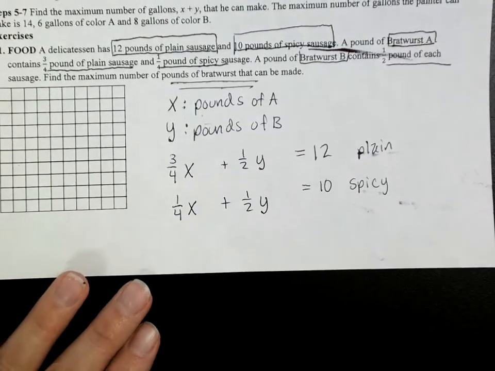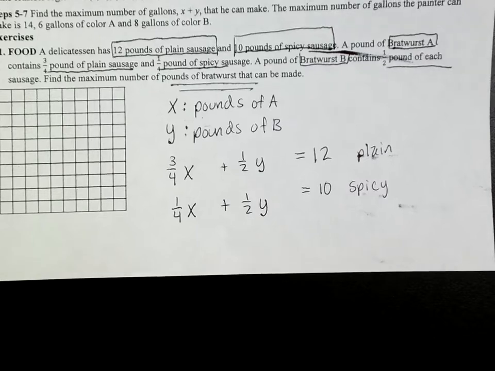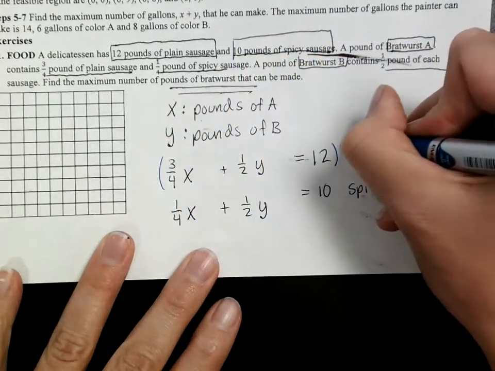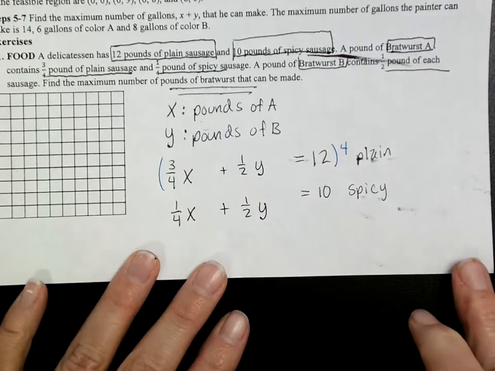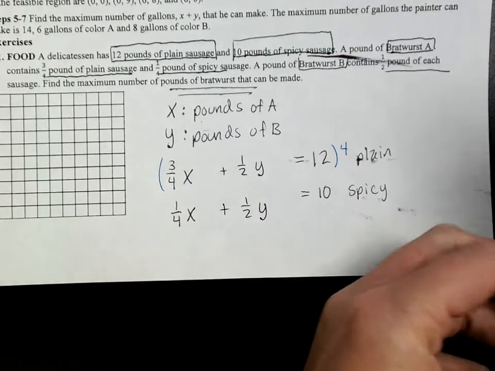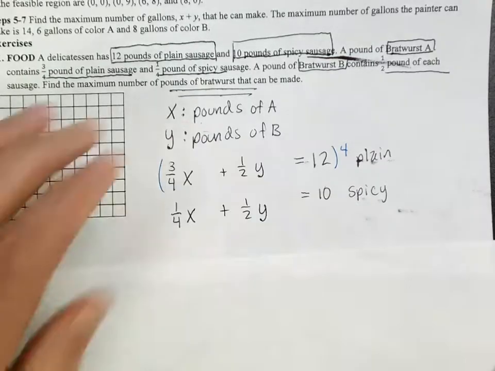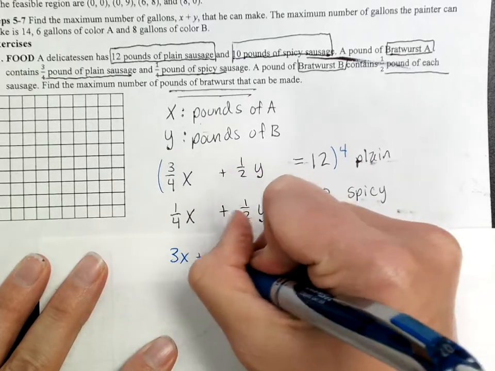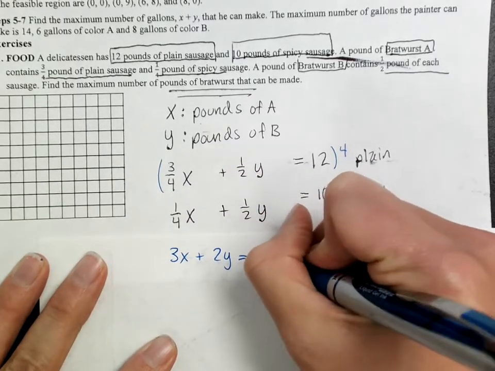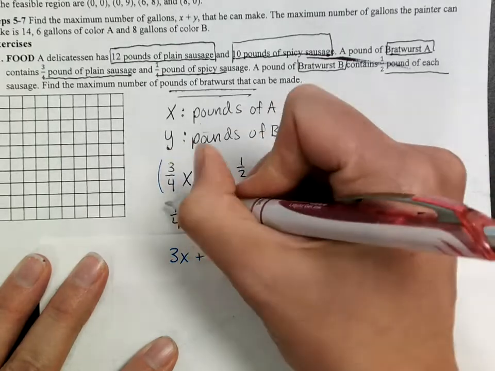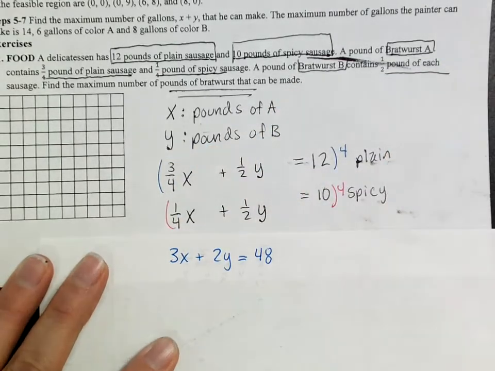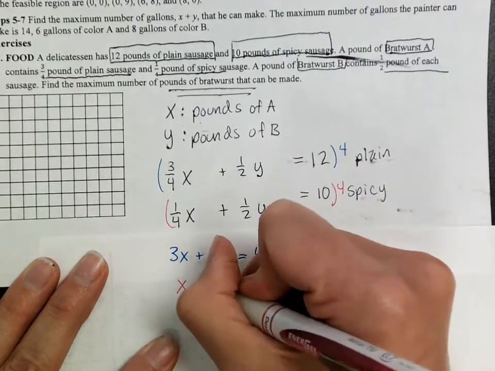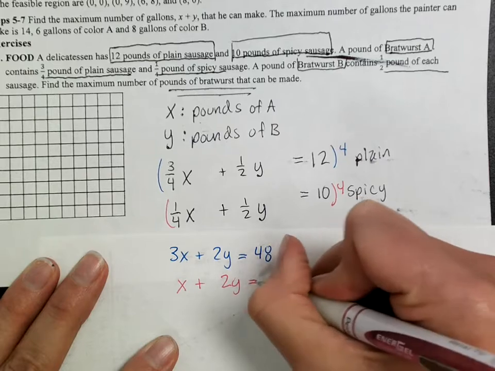So this is pretty sloppy like it is with these fractions and stuff. So I'm going to clear out all the fractions. I'm going to multiply this equation by a 4 to get rid of all those fractions. When I do that, I'm also going to move to a separate sheet of paper. Whenever I do that, I get 3x plus 2y equals 48. I'm going to multiply this equation also by a 4 to clean out those fractions, and that's going to give me x plus 2y equals 40.